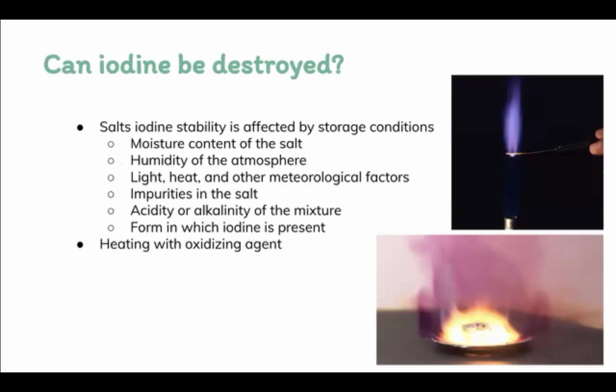So can iodine be destroyed? Salt's iodine stability is affected by storage conditions. So it can be affected through moisture content of the salt, humidity of the atmosphere, light, heat, and other meteorological factors, impurities in the salt, acidity or alkalinity of the mixture, form in which iodine is present, and it can also be destroyed with heating by oxidizing agents.